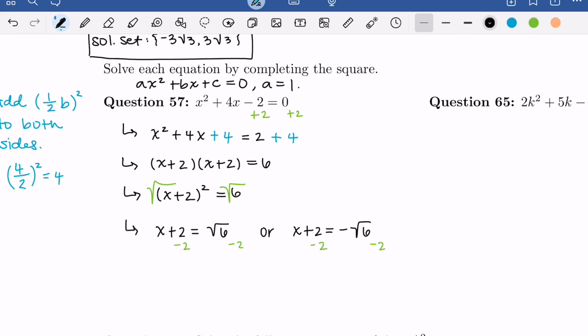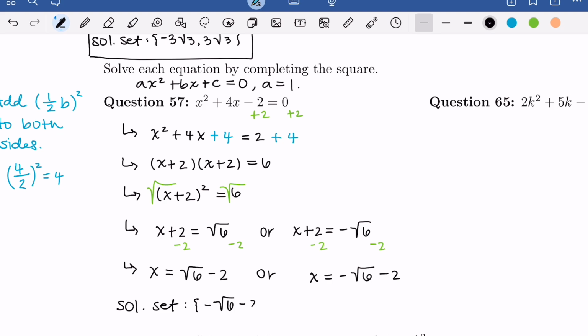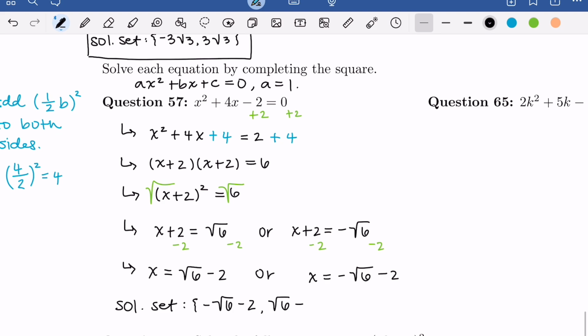For both of these equations, we need to subtract 2 on both sides. So we're going to end up with x is equal to the square root of 6 minus 2, or x is equal to minus square root of 6 minus 2. So our solution set for this example is going to be negative square root of 6 minus 2, and then the square root of 6 minus 2 here.